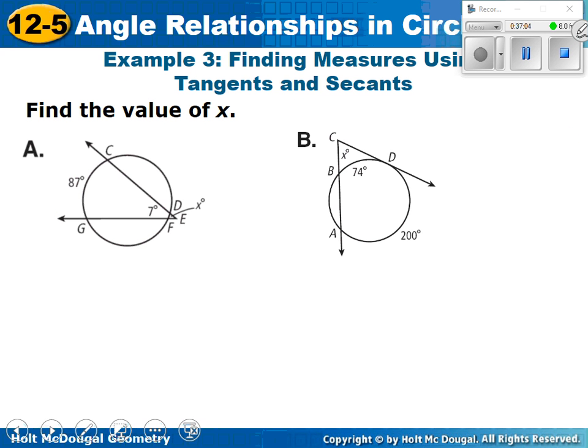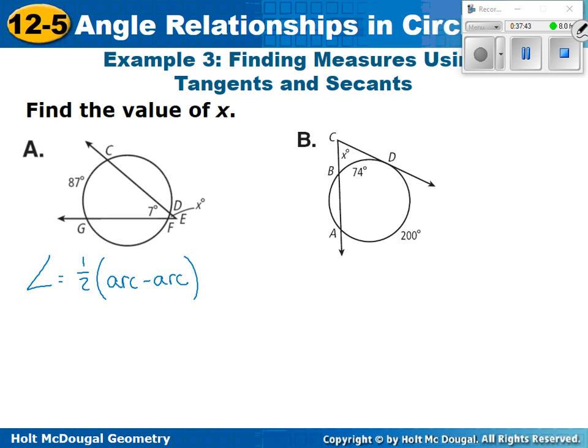Okay, look at the next two, A and B. Where do you notice on both of these the angle lands? Outside the circle. So the rule is the angle will equal what? In general, what's our big idea? 1/2. Very good. Arc minus arc, but be sure to do the bigger one minus the smaller one. And it's the two arcs that are inside your angle.